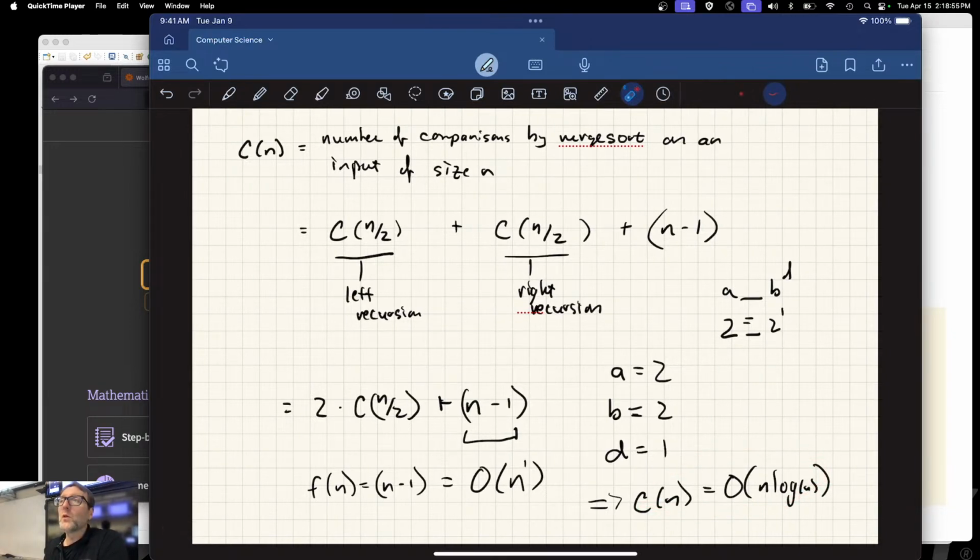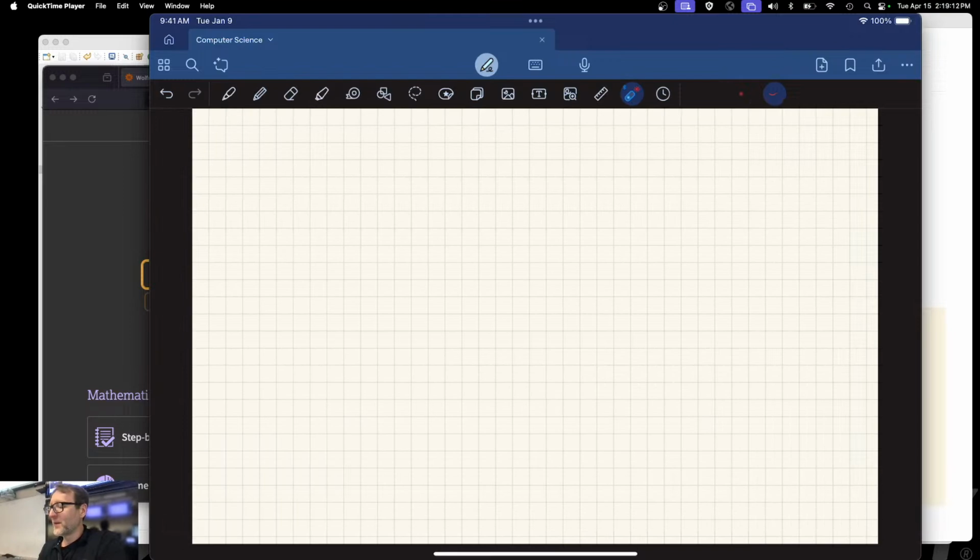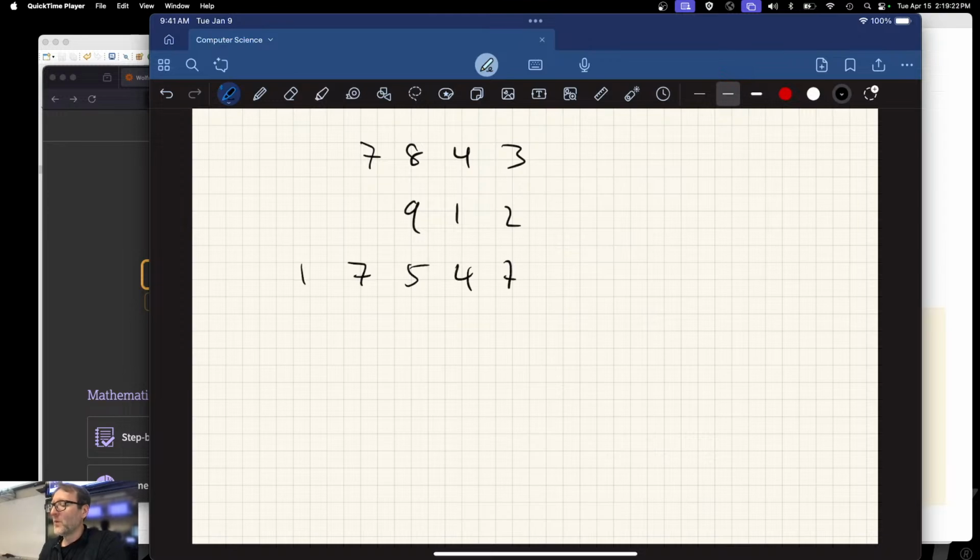There is a known lower bound that you can't do better than this. And some people would say, well, wait a second, radix sort, you can do that in linear time. Radix sort is not a comparison-based sorting algorithm. If you've ever heard of radix sort, all you do is, if you have a bunch of numbers, right? 7, 8, 4, 3, 9, 1, 2, 1, 7, 5, 4, 7, right? What you do is you start, or it's kind of a bucket sort or something like that. What you do is you start with the highest order term here, and then you start collecting them.